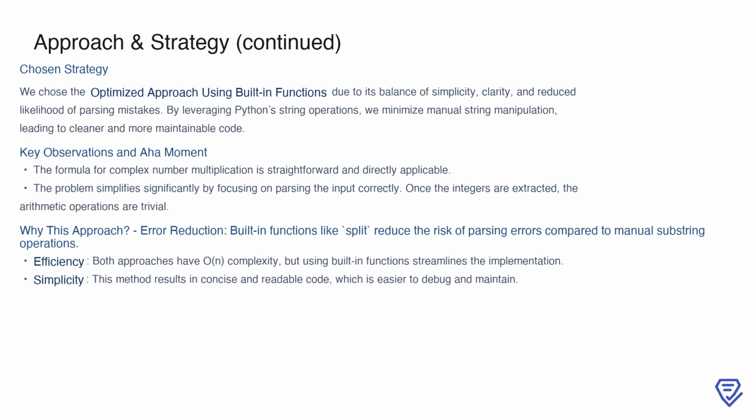The formula for complex number multiplication is straightforward, and the arithmetic calculations are simple once the integers are extracted. We chose this approach not only for its efficiency, since both methods are O(n), but also for its ability to simplify the implementation. Error reduction is another significant advantage, as built-in functions tend to handle common edge cases more gracefully. Additionally, the implementation is cleaner, making the code easier to read, debug, and maintain.